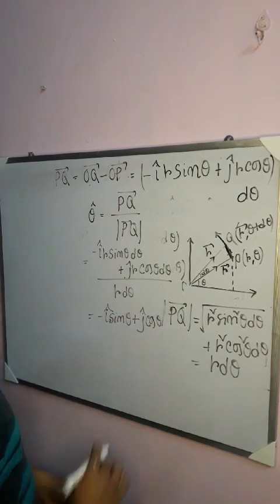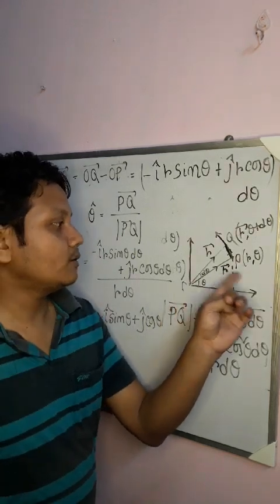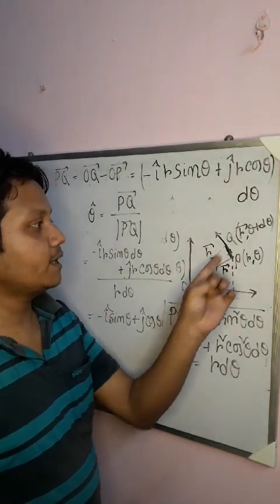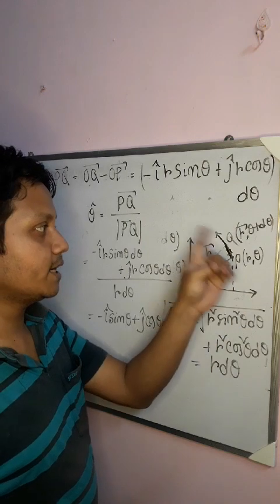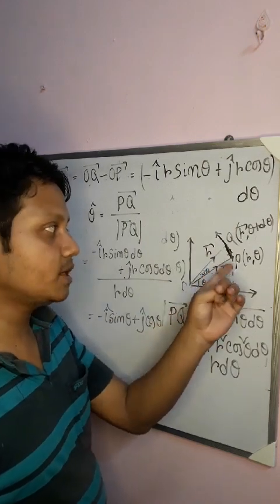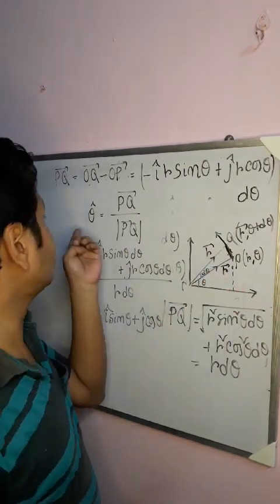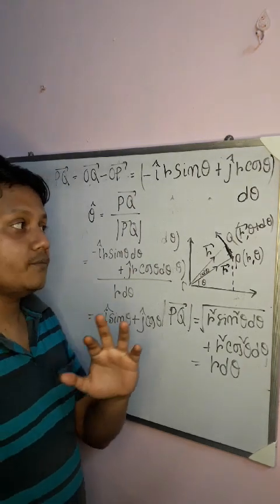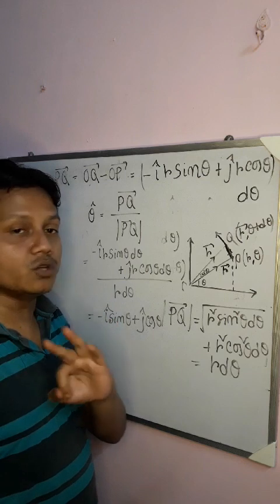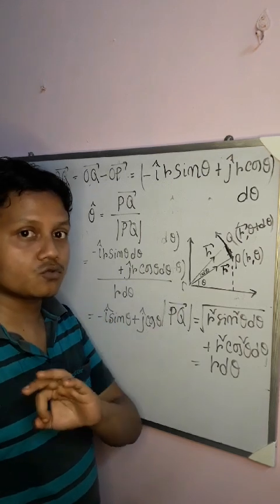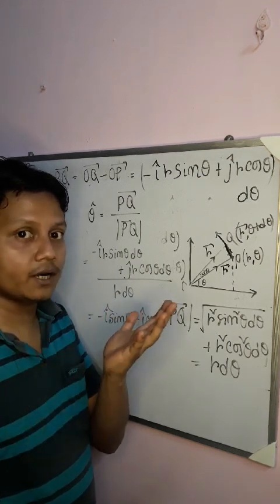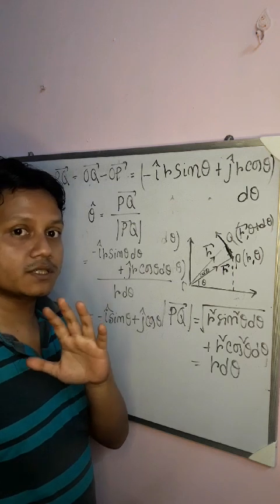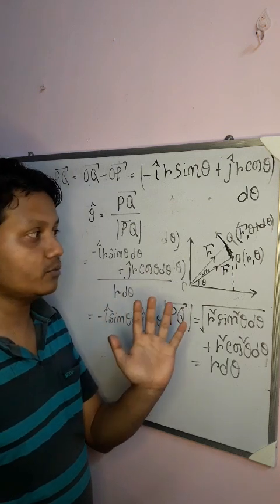Simple: we know OP and we find OQ, so by subtracting we get PQ. If we get PQ, we get mod PQ, and theta cap is PQ by mod PQ. In this way we find the two unit vectors corresponding to r and theta. In our next lecture we shall discuss a few other issues related to plane polar coordinates.